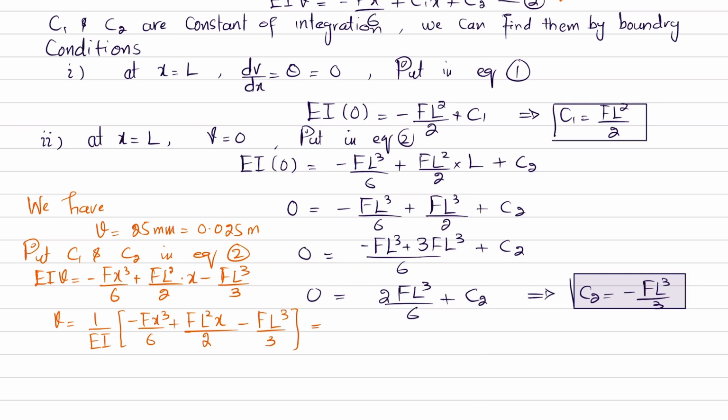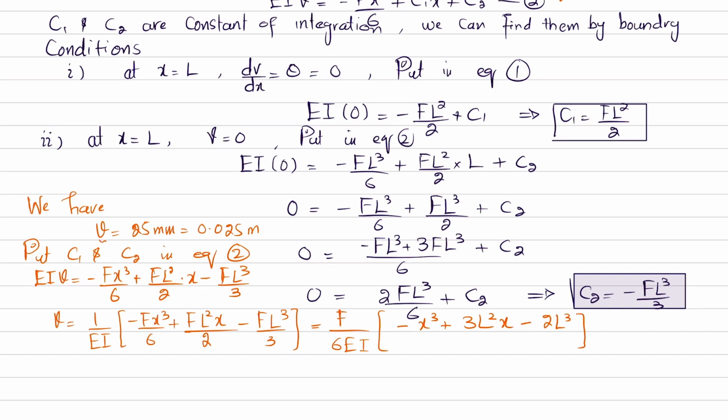So if you take out F as common, F over 6EI is common, so you will get minus x cube plus 3L square into x, and it will be minus 2L cube. Again, when you multiply this with this, you will get the same. And 3FL square x over 6EI will give you FL square x over 2EI. So you will get this value.